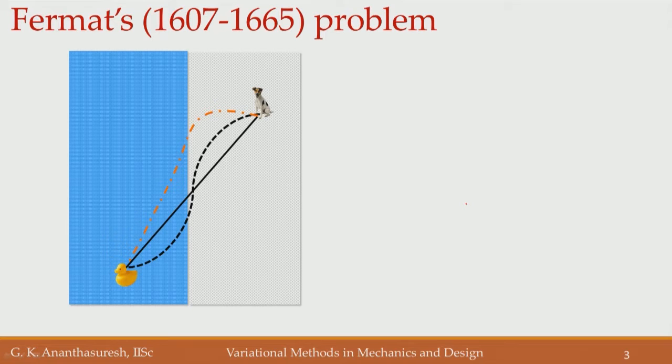Okay. The dog has a certain speed of running on the floor of the swimming pool, and in order to fetch the duck, it also has to swim in the swimming pool water. There is a swimming speed, and these speeds are different. Let us assume that the dog can run faster on the swimming pool floor as opposed to swimming in the pool. So, which path does the dog take to go from where it is now to where the duck is?